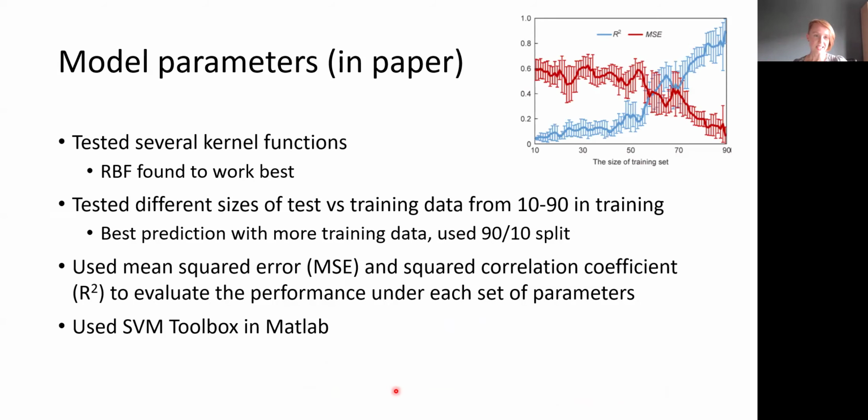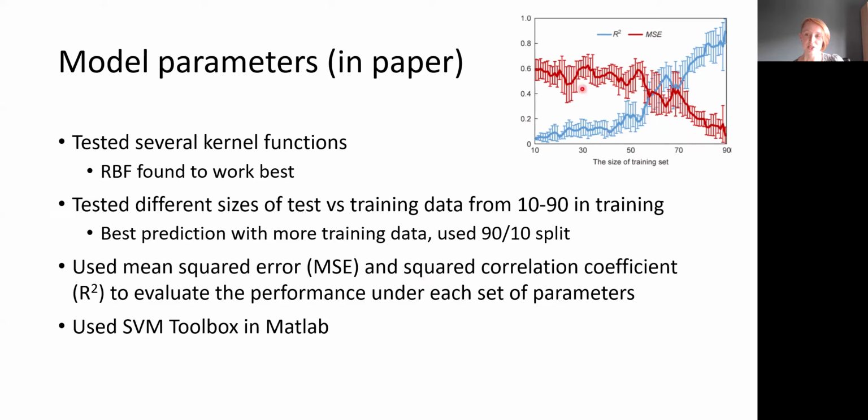So in the paper, they actually tested several different kernel functions and found RBF, or radial basis function, to work the best. So they went with that. They also tested different sizes of test versus training data, from 10 to 90 in the training data, and found that with more training data, they got better predictions. So they used this 90-10 split. This is what this is showing here. At small training sets, it wasn't very good, and it was much better when you had larger training sets.